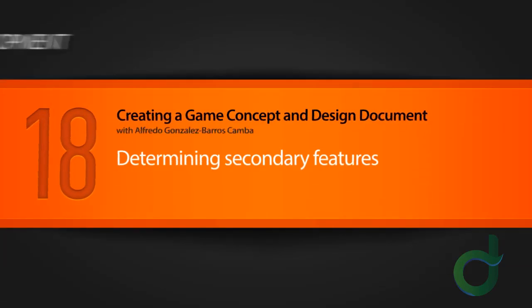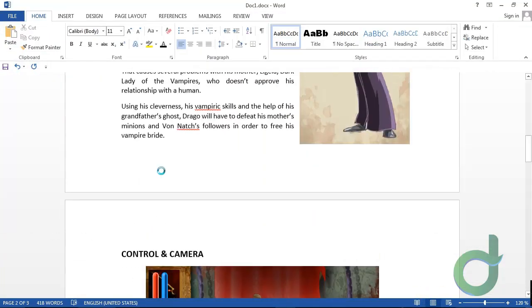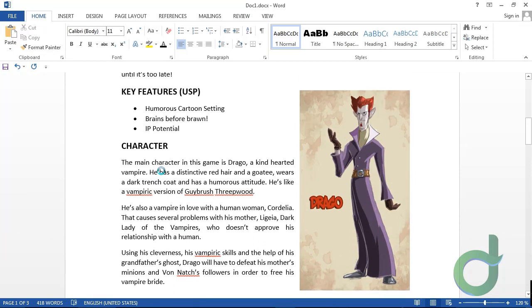In this lesson, we're going to keep working on the game design document. Okay, so we have a document with a couple of pictures, which is interesting, but maybe we can do it better. We can improve it, and we can keep working, adding features.